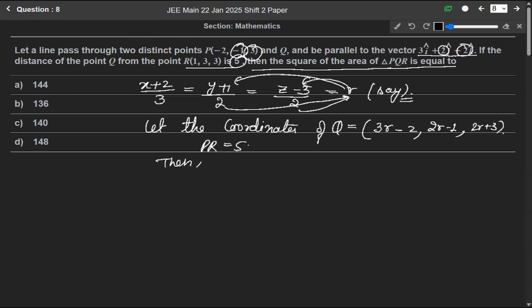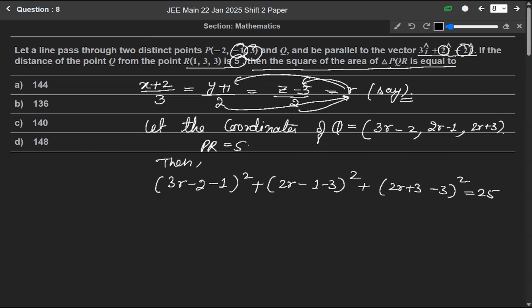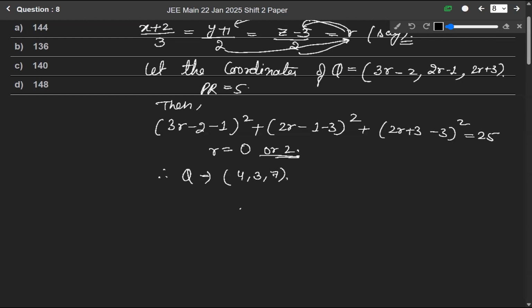Then (3r minus 2 minus 1) whole square plus (2r minus 1 minus 3) whole square plus (2r plus 3 minus 3) whole square will be equal to 25. Okay. So r will be equal to 0 or 2 here. Therefore, if r is 0 or 2, the coordinates of Q will be equal to (4, 3, 7). Okay. So from this, we can draw it like this.